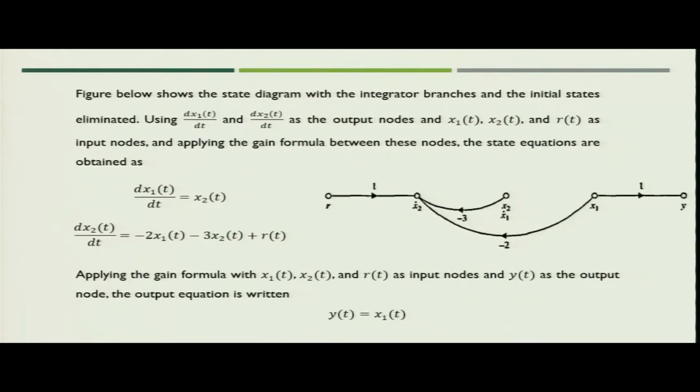Let us take one example so that we can understand how to find the state and output equations with the help of a state diagram. This is the state diagram where we have removed the initial states as well as the 1/s integrator sections. So, we are left with only the gains and the states. Here r is the input, going into the state x2 dot, and x1 is connected to y. So, from here you can straight away say that y is equal to x1(t). This gives you the output equation.